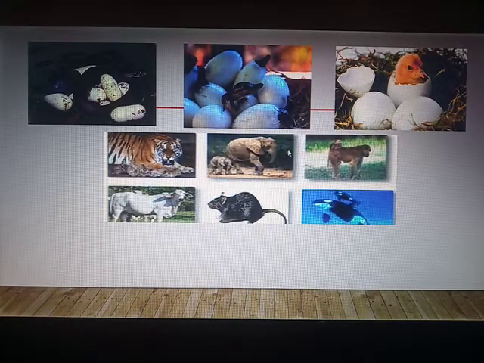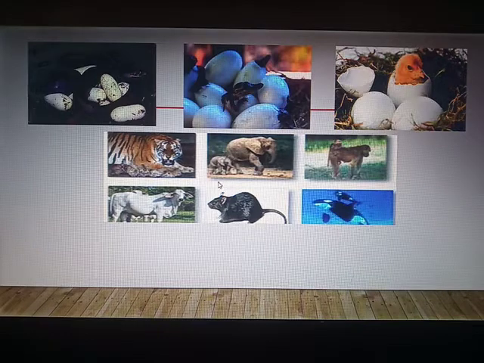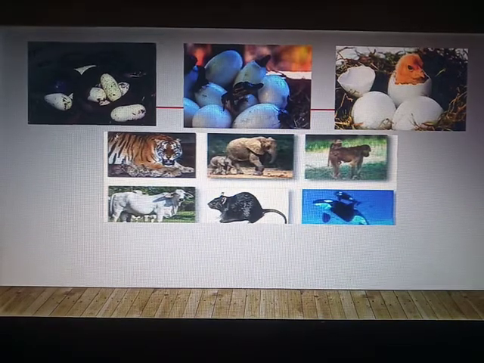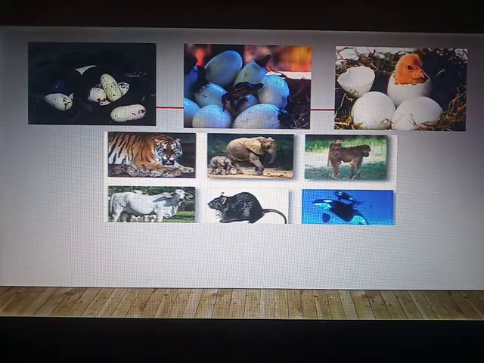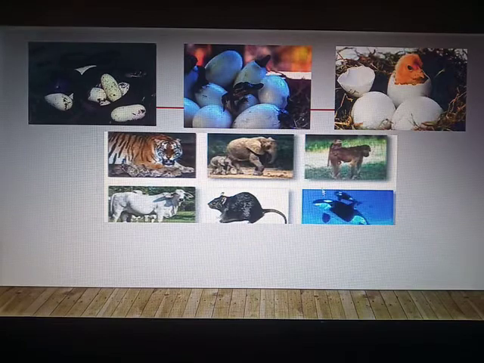Students, there are some animals. This is tiger, elephant, monkeys, cows, mice, and killer whales. These are viviparous animals. Clear? Because they produce young ones inside the body with placenta formation. In their body, placenta is formed.